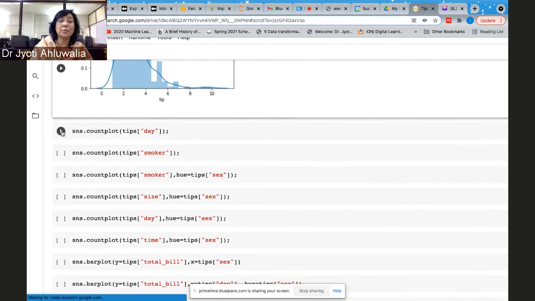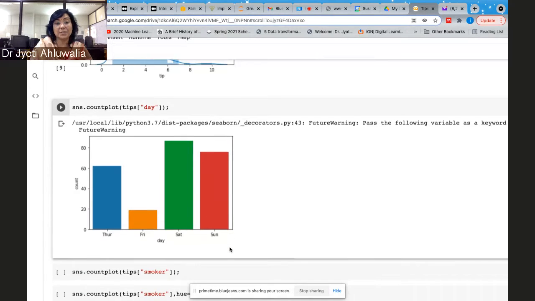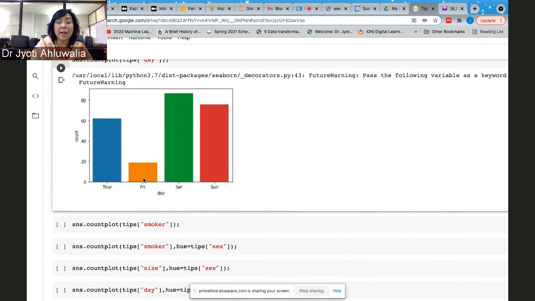Let's look at more information about my categorical data. What does it tell us? Which days are more popular? My data set has 4 days in it: Thursday, Friday, Saturday, and Sunday. It tells me that Friday is not a very popular day for people to come to the restaurant, but Saturday is a very popular day, followed by Sunday. Thursday also, there seems to be a rush in the restaurant.